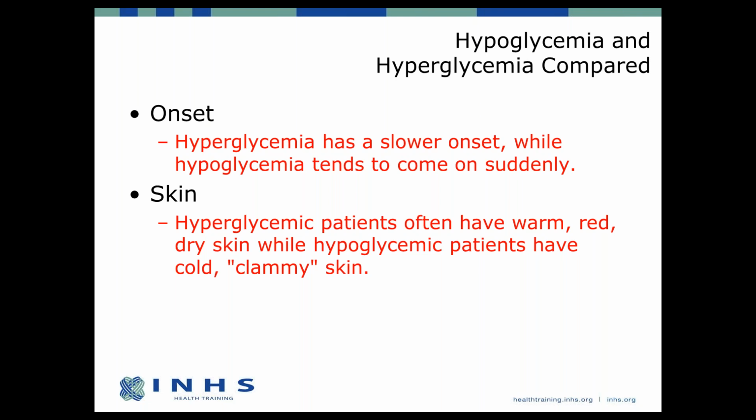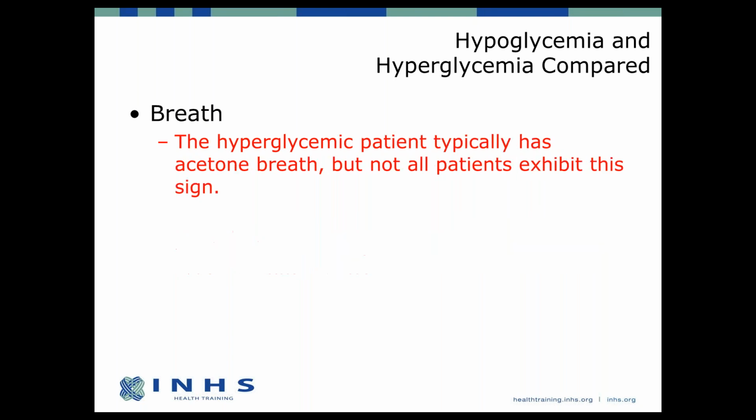Again, side by side, hypoglycemia versus hyperglycemia. Hyperglycemia has a slower onset, where it usually comes on slower. Hypoglycemia is going to come on much faster. And then again, there's that hot and dry versus cold and clammy. Breath, again, that acetone smell and Kussmaul's breathing is going to be associated more on the hyperglycemia side, and we really don't see that on the hypoglycemia side.